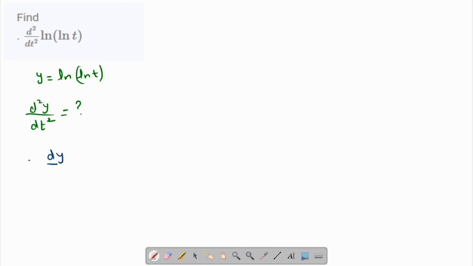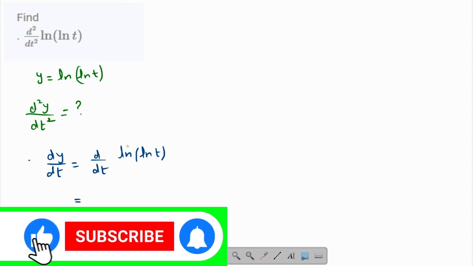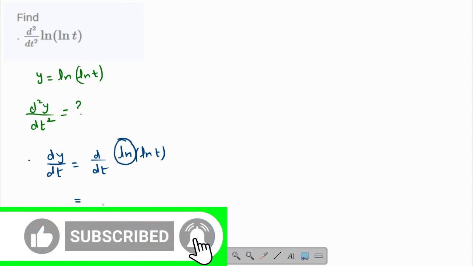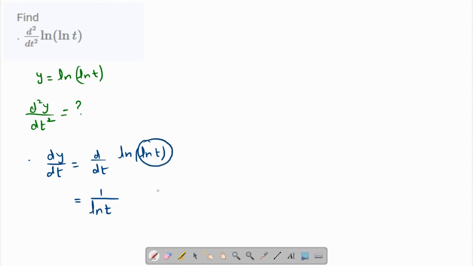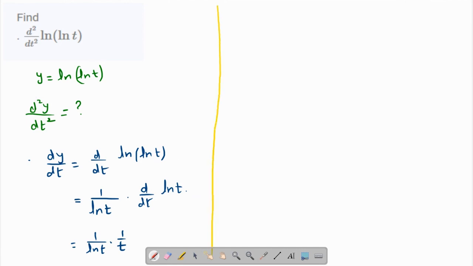So dy over dt is going to be d over dt of natural log of natural log of t. For the differentiation of this natural log, we have to use the chain rule. If we differentiate this natural log, we have 1 over natural log of t, because that's 1 over this expression. And then we go inside and differentiate this expression as well, which is natural log of t. So this becomes 1 over natural log of t as it is, and the differentiation of natural log of t is 1 over t. So this is where we got the first derivative.